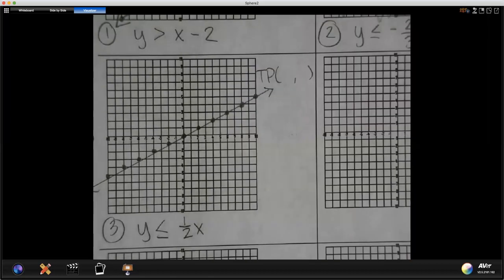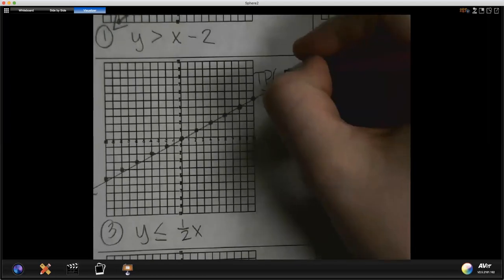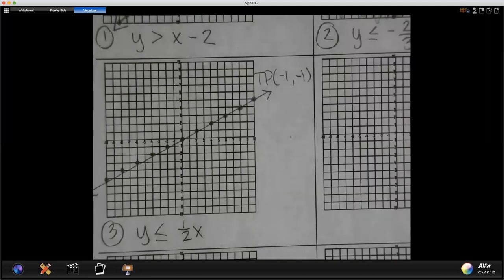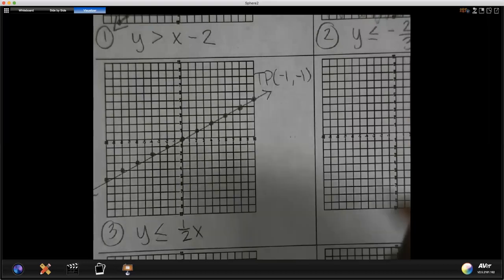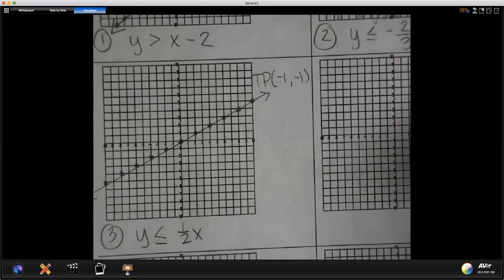All right, bring it back to me. Someone tell me what test point they picked. -1, -1. Sure. Okay, now this is just one example of a test point you could have picked. You could have picked any test point other than on the line. Okay, so test point -1, -1 is fine.